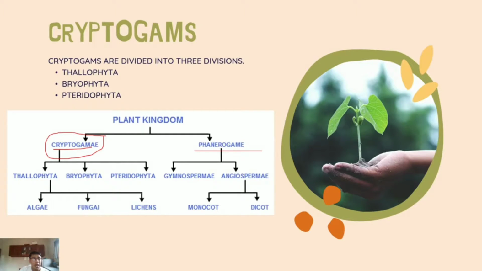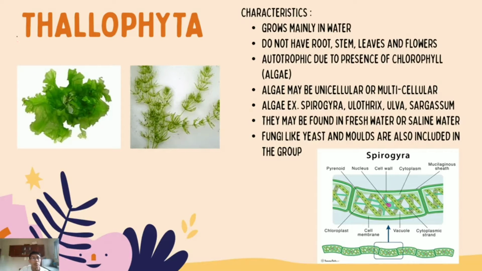Cryptogams are divided into three divisions. Those are thallophyta, bryophyta and pteridophyta. One by one we are going to see these three divisions: thallophyta, bryophyta and pteridophyta. So to begin with, thallophyta. This is one of the important divisions of kingdom Plantae.